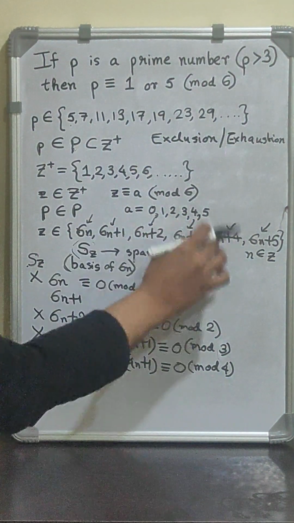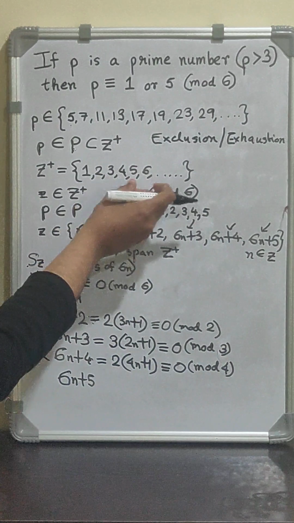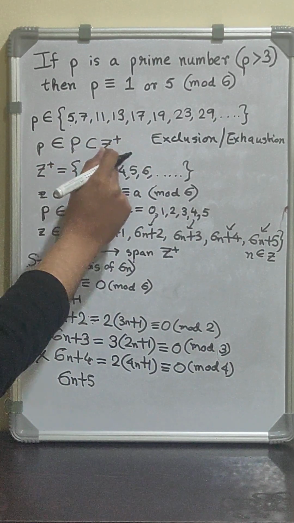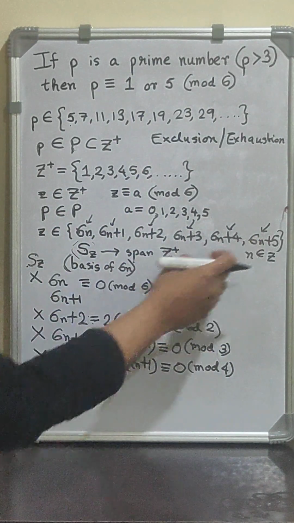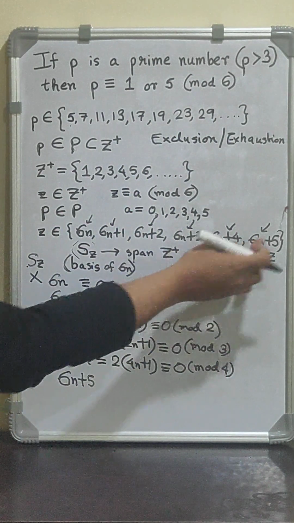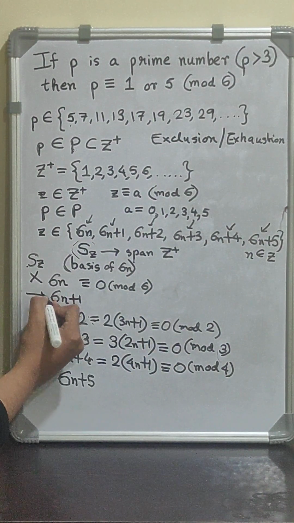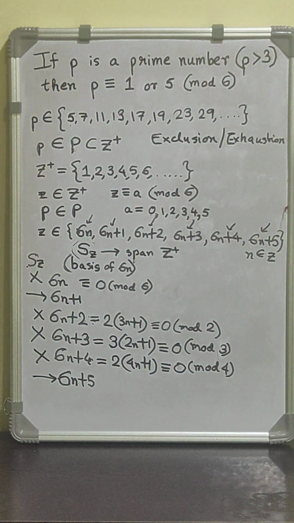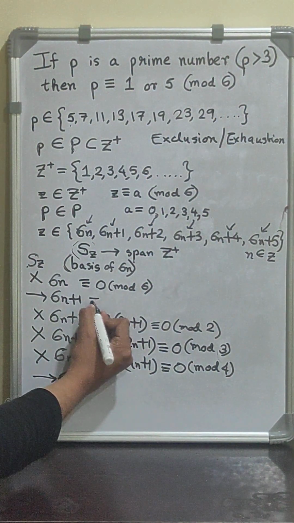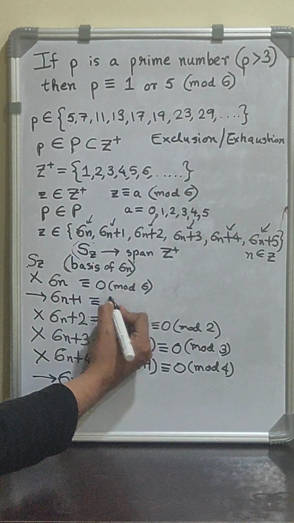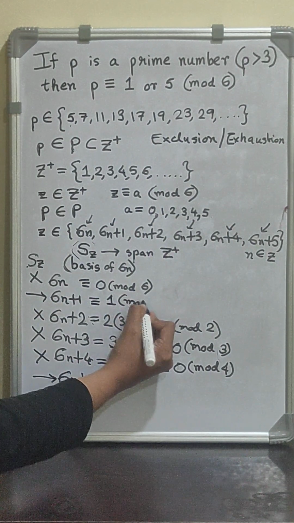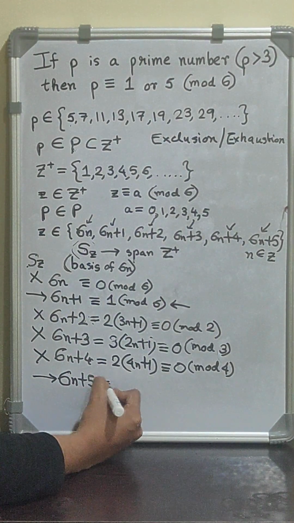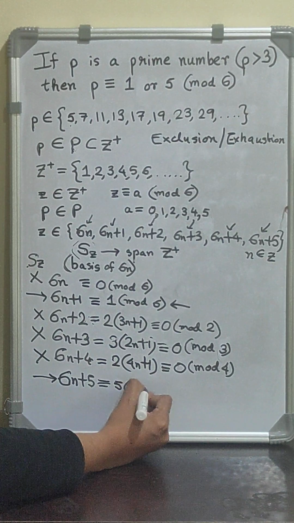elements. And so any prime number that has to be in the set of positive integers, because prime numbers are a subset of it, has to be spanned by some valid basis, and the only two valid bases are 6n plus 1 and 6n plus 5. So since this is divisible by 6, this gives us 1 mod 6. Perfect. And this gives us 5 mod 6.